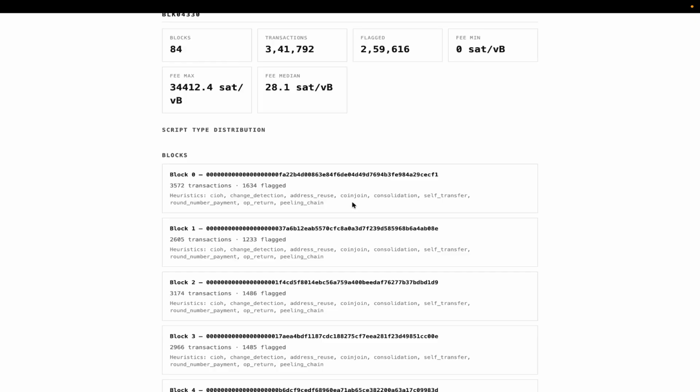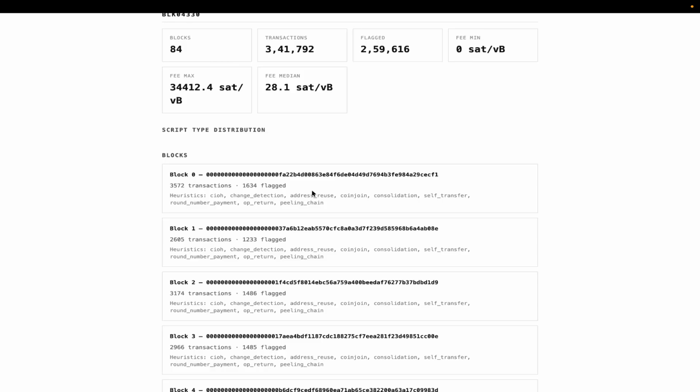Now, the most fundamental heuristic is common input ownership, or CIOH. It says if a transaction spends multiple inputs together, these inputs probably belong to the same person. It's simple but powerful. It's the backbone of all chain analysis.